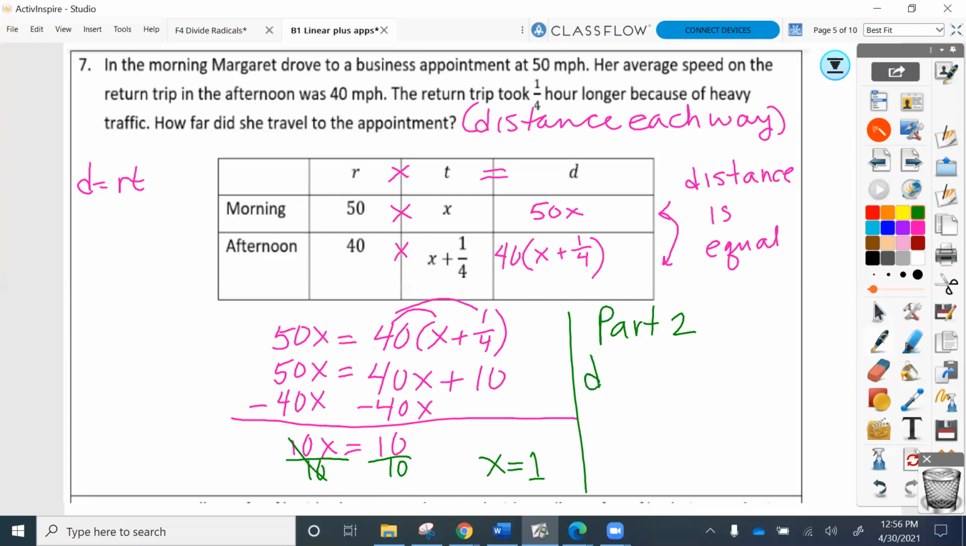Well, we know that distance is equal to rate times time, right? So distance would be equal to the rate of 50 times the time, which we called x, right? And we found out is 1. So the distance she traveled was 50 miles.